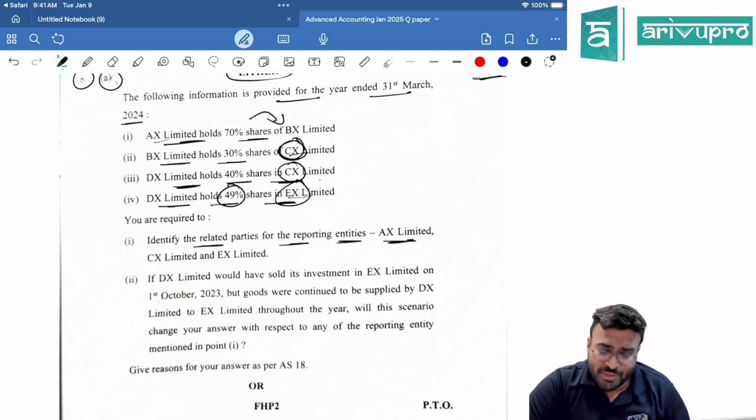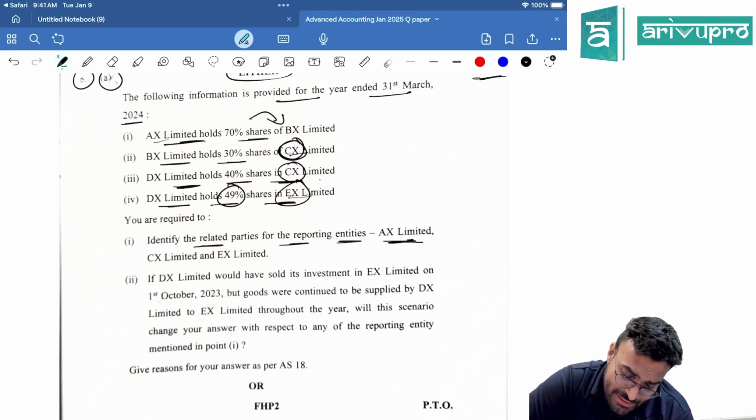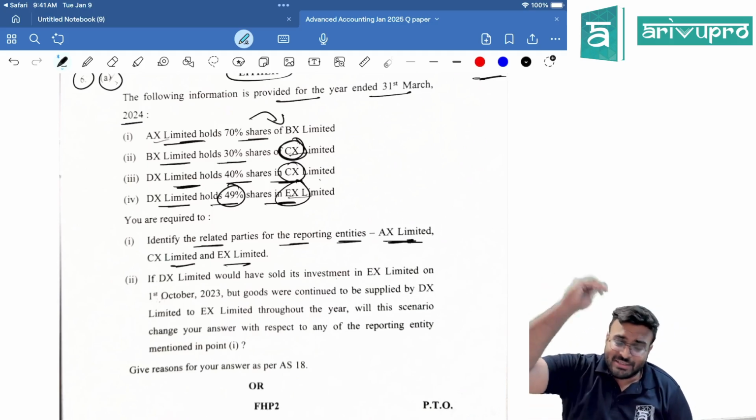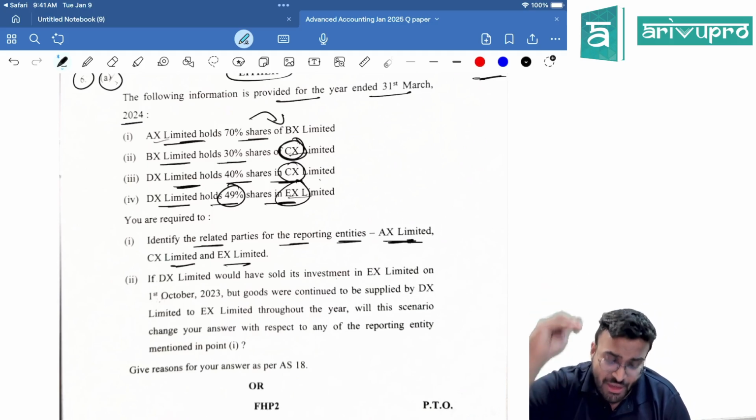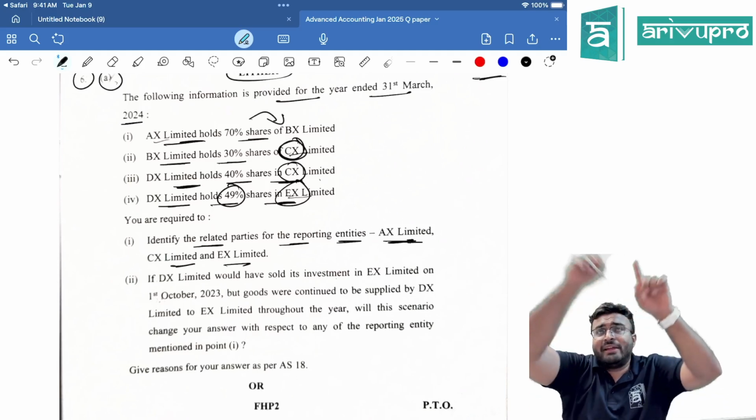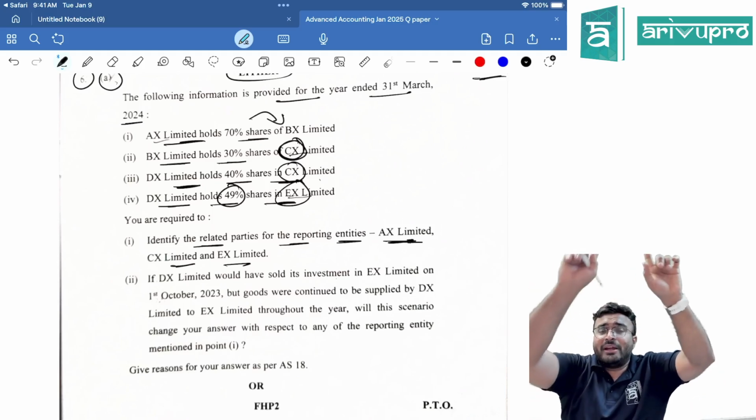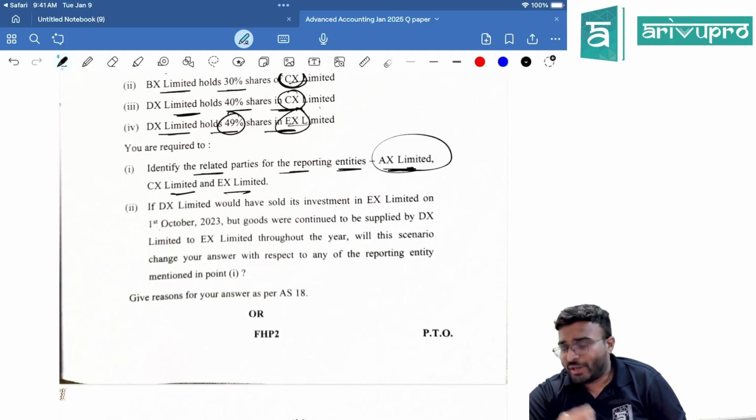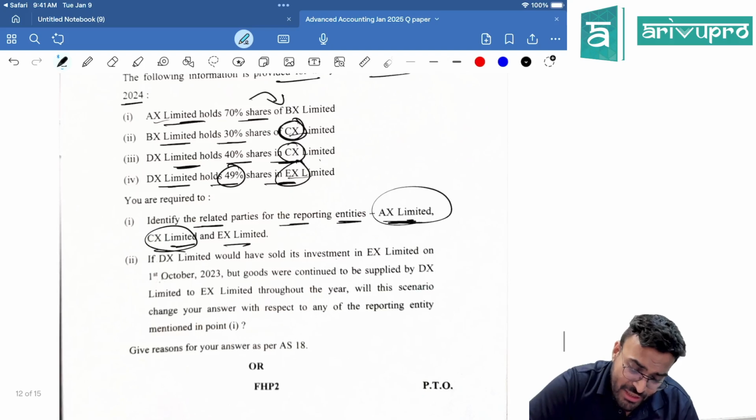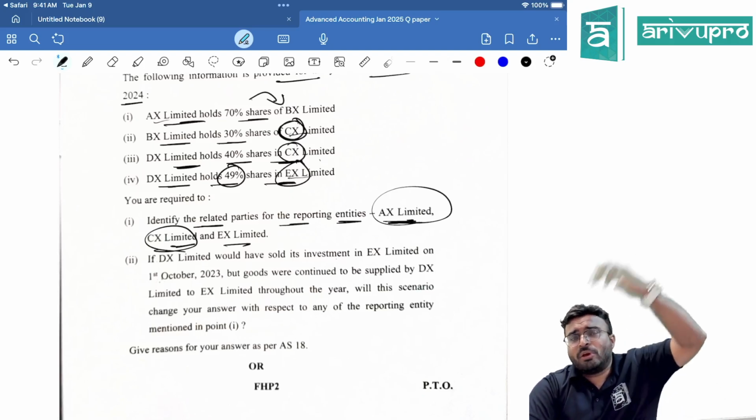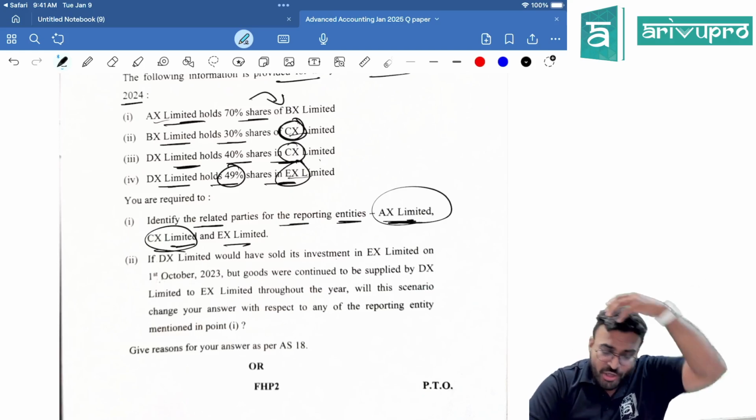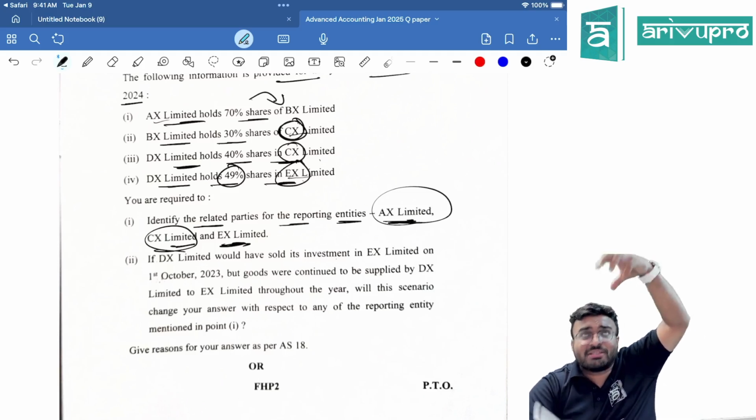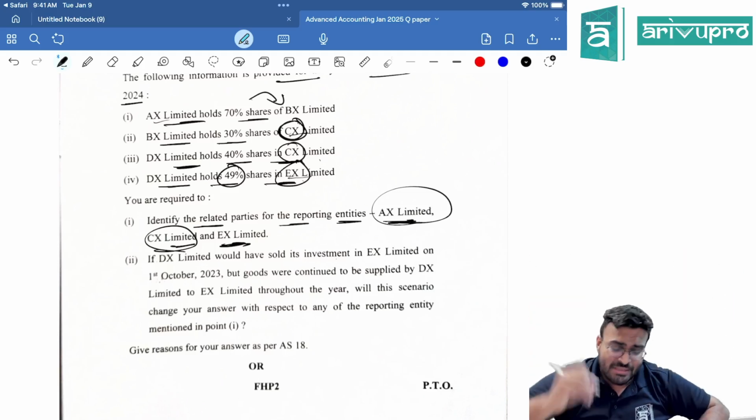So directly what happens now? Okay, for AX Limited, CX Limited and EX Limited, everybody they are asking. Okay, so AX Limited has a subsidiary, BX Limited has an associate. Indirect subsidiary will be a related party, but indirect associate will not be a related party. So you have to be careful about that when you're doing for AX Limited. CX Limited, all people who are holding shares in them, obviously they are all going to be related parties. EX Limited has DX Limited which is holding shares. Again, indirect associate will not be considered as related party.